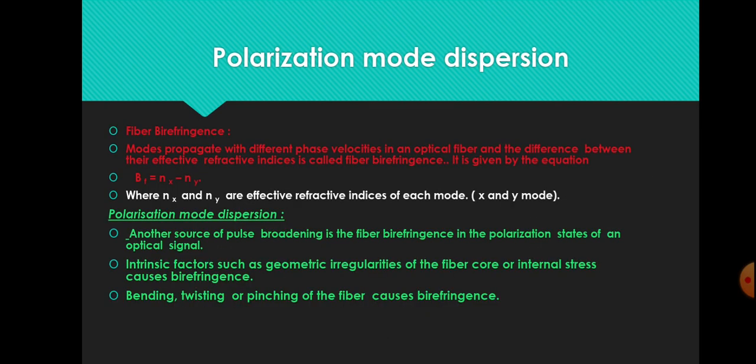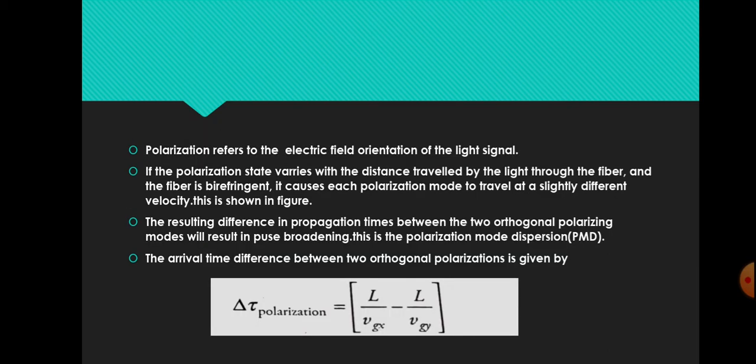You can see that due to fiber birefringence in the polarization state of an optical signal, it will result in broadening of the pulse, and intrinsic factors such as geometric irregularities of the fiber core or internal stress cause the fiber birefringence. Also bending, twisting or pinching of the fiber causes birefringence, and this in turn causes changes in the polarization state of the optical signal. That means there will be changes in the refractive index of various modes.